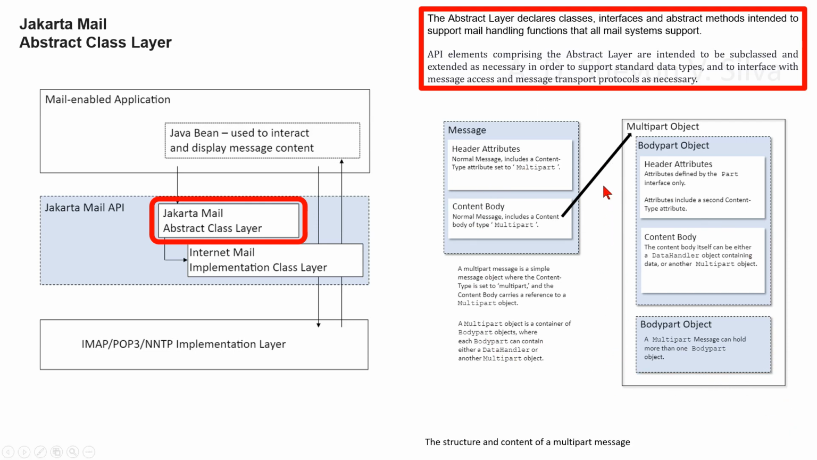Here you can see a message. Here the header attributes and content body are inside the message. Header attributes: a normal message includes a content type attribute set to multi-part. Content body: a normal message includes a content body of type multi-part. Here the body type is connected to the multi-part object.